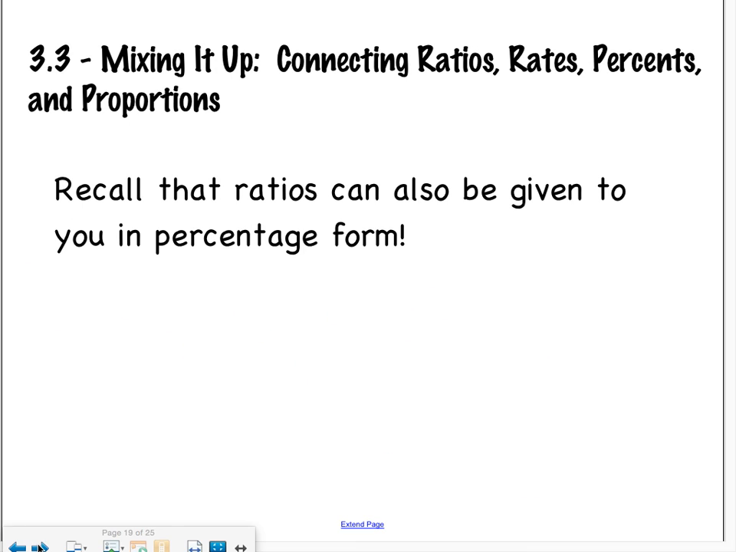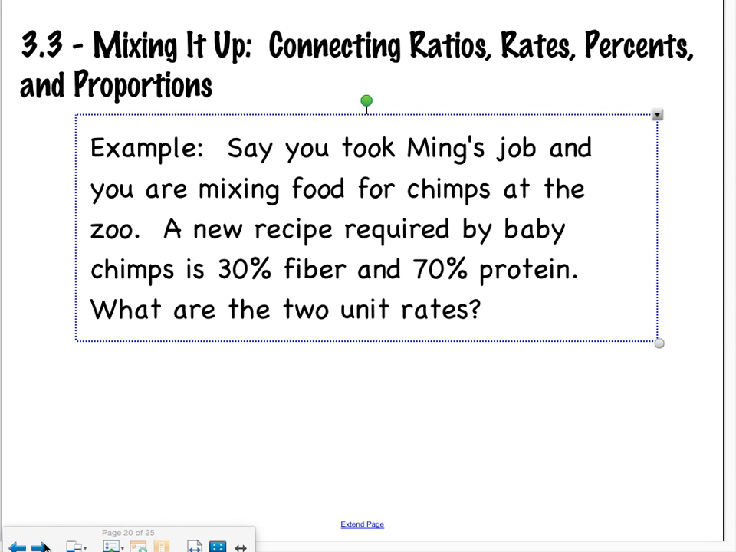All right, so moving on to 3.3. Recall that ratios can also be given to you in percentage form. So this is the problem that we worked with feeding the chimps, where it was ratios given in percents. So an example, let's say you took Ming's job and you're mixing food for chimps at the zoo. A new recipe required by baby chimps is 30% fiber and 70% protein. So we want to find the 2 unit rates.